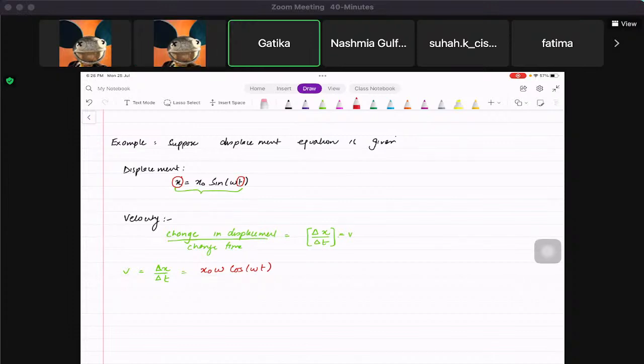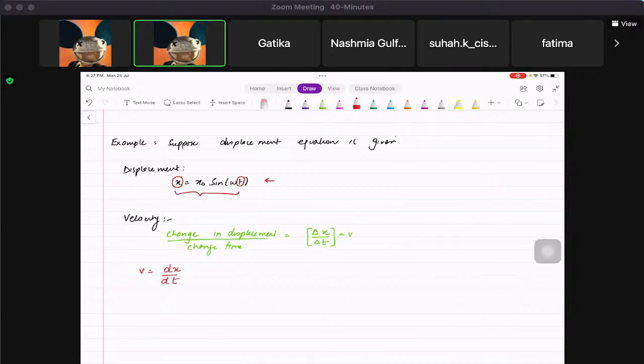So could you repeat that? Yes, again. So we have the equation for displacement right here, you see? And according to our definition, velocity is, let me write it like this, change in displacement over change in time. Now, if I want to find the velocity, I need to take the gradient of this equation. Do you guys agree?